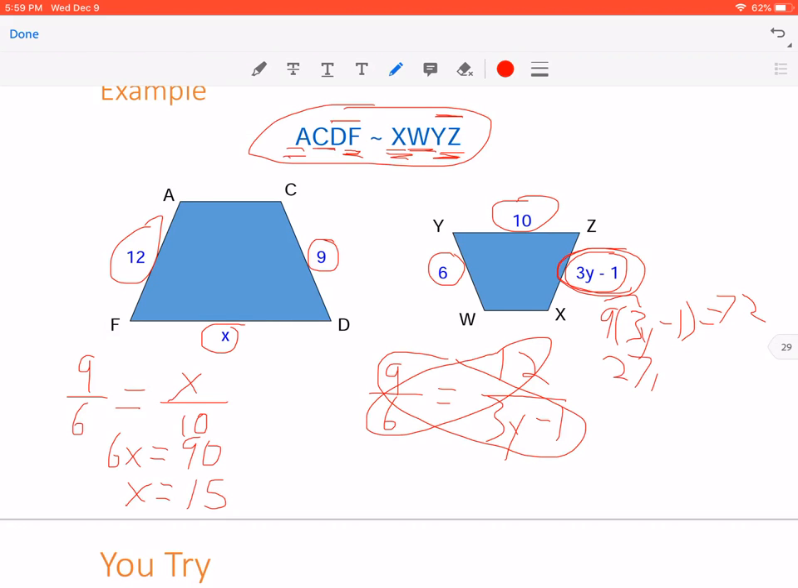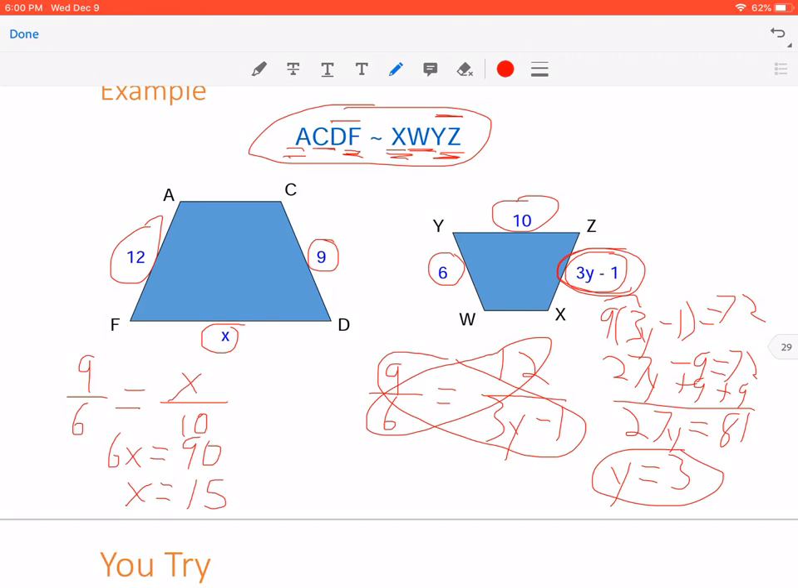27y minus 9 equals 72. Add 9 to both sides. 72 plus 9 is 81. 27y equals 81. Divide 81 divided by 27. Y is equal to 3.